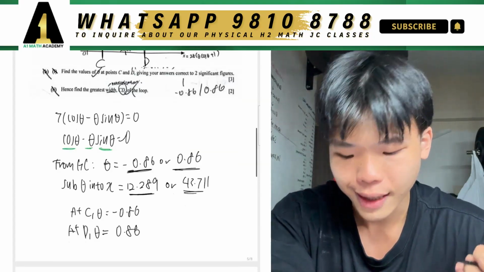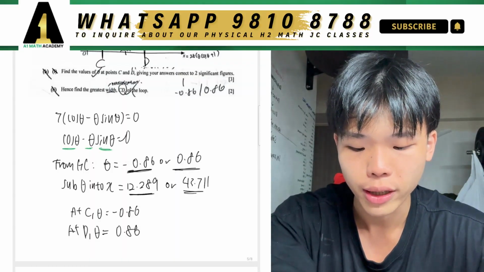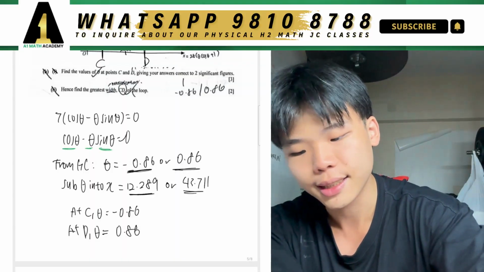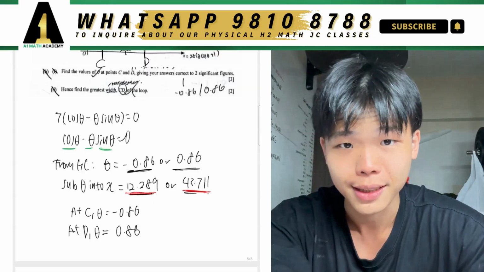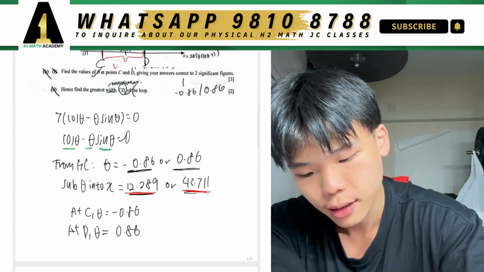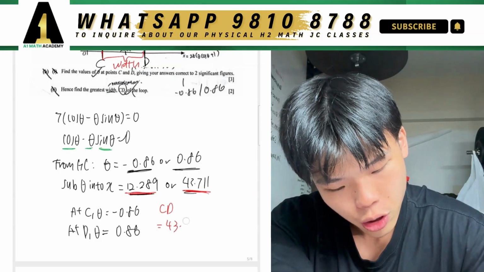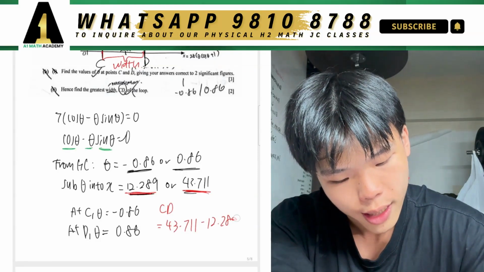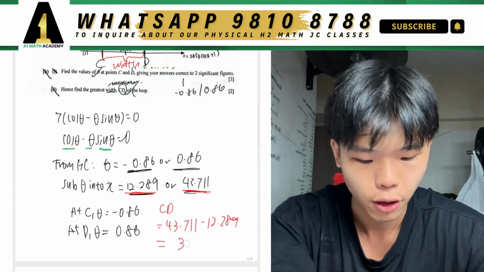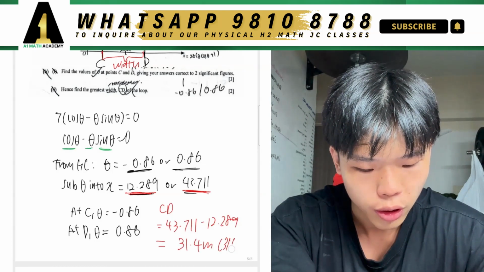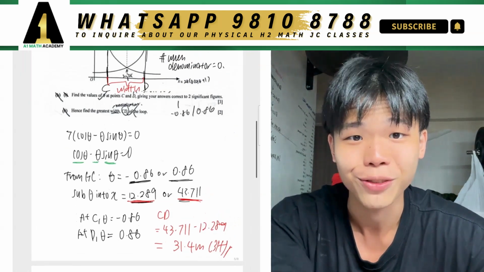And this leads us very nicely to the third part, which is hence find the greatest width of CD. It's simply just taking these two x values and minusing them from each other, because this over here is the width. So the width of CD is just 43.711 minus 12.289, and you eventually get a final answer of 31.4 meters to 3SF over here. And that's the final answer to this portion.